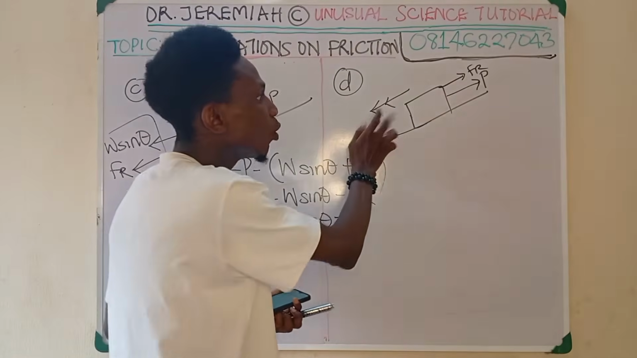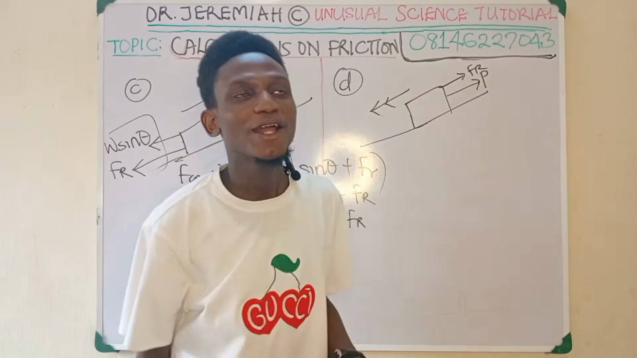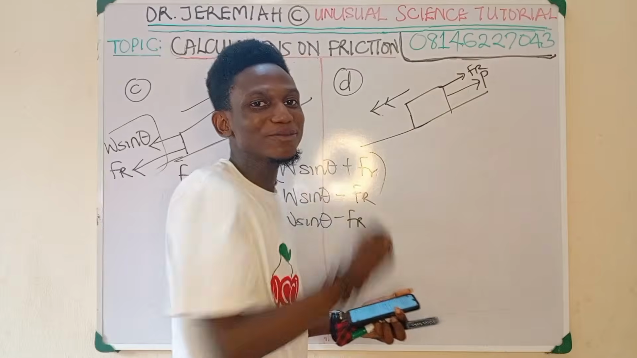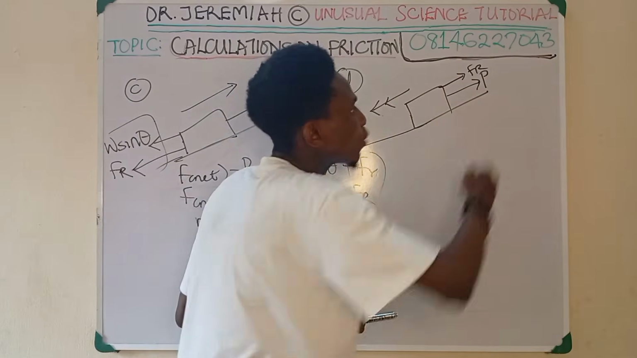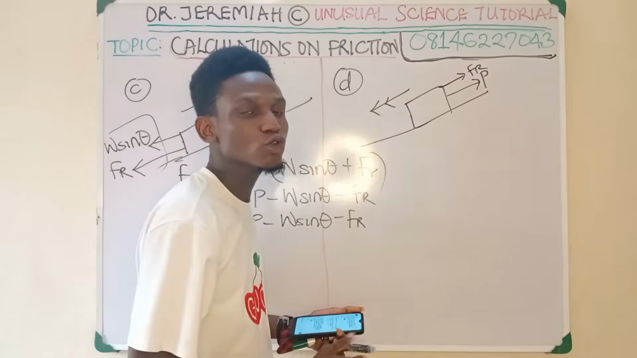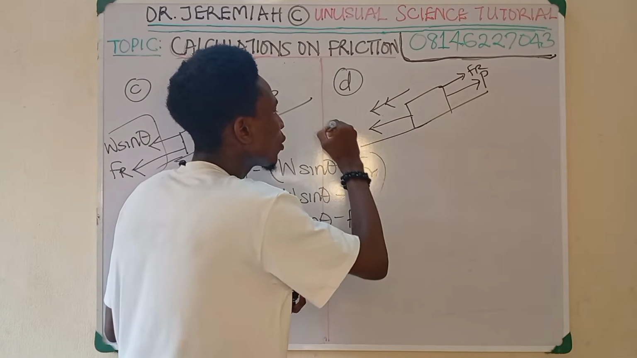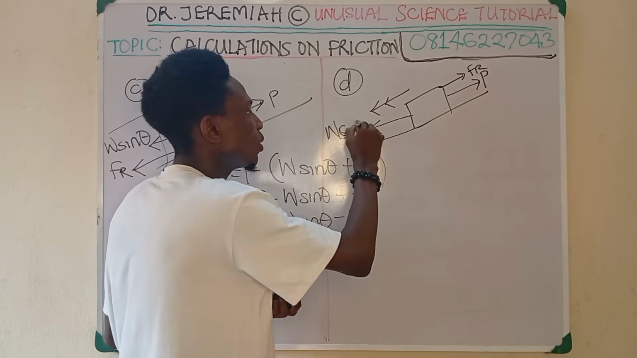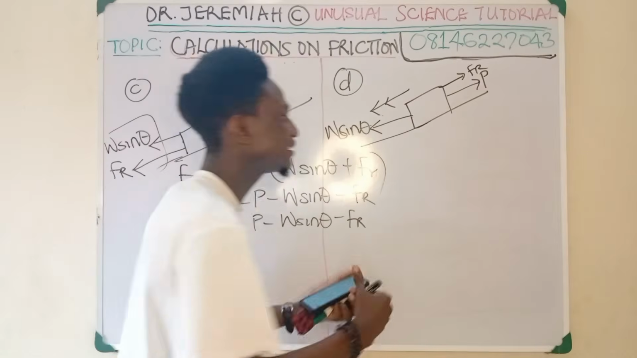The body was moving downwards. Frictional force has been upward. It's not that because I now put the pulling force here, frictional force will come down. Is it easy? So frictional force is upward. Why? Because the initial motion of the body was downwards. So please take note. Now we have our W sine theta, always in this direction. Now what is the net force in this scenario?